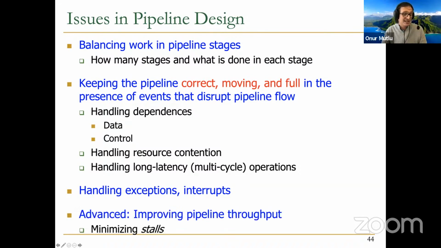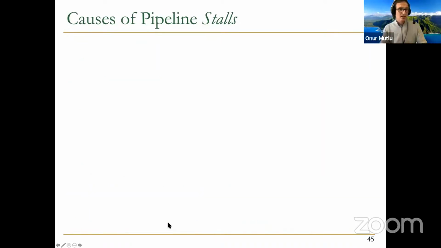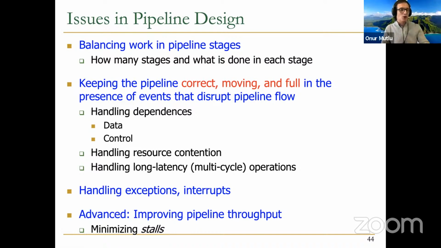And finally, advanced is improving pipeline throughput. How do we minimize the stalls in a pipeline? And we're going to talk a lot about that as well. Okay, so this slide is very important, actually. These are the key issues in pipeline design. And we're going to talk about the last three. We kind of talked about balancing work in different pipeline stages, but we're not going to talk more about that going forward. But keep that in mind, that balancing work in pipeline stages is really important.